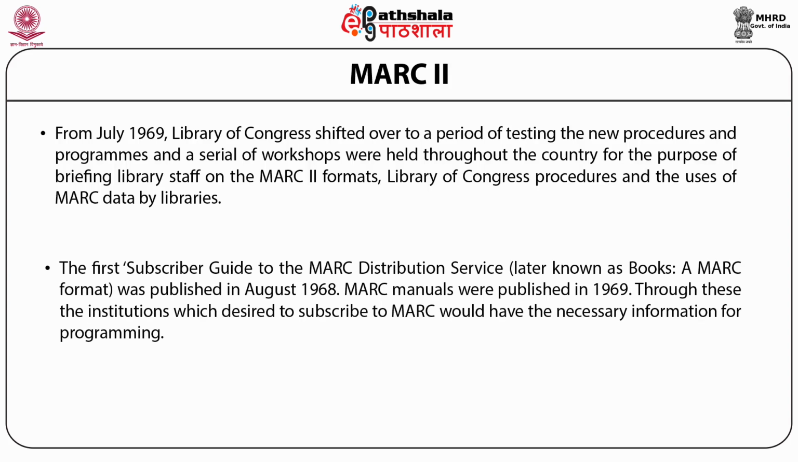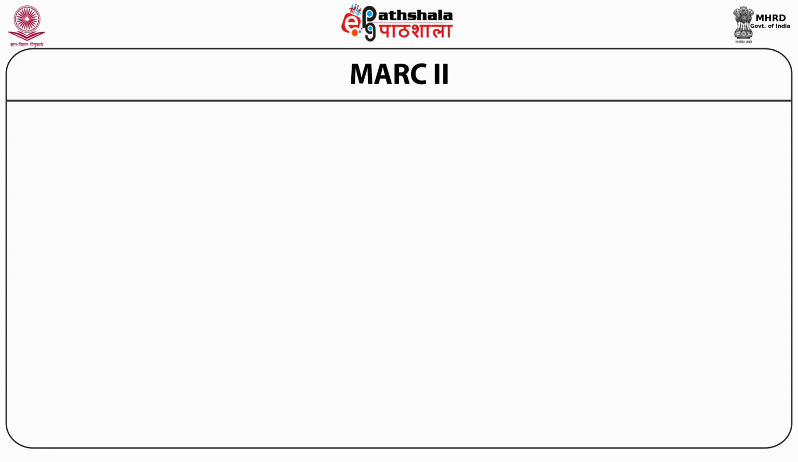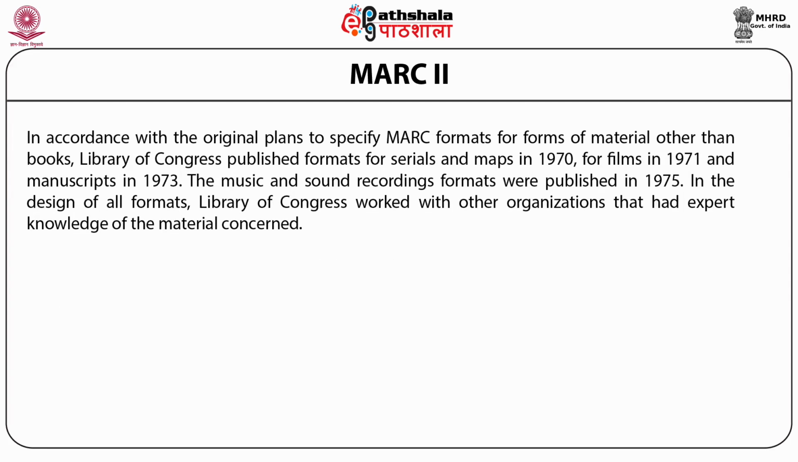The first subscribers' guide to the MARC distribution service, later known as Books: A MARC Format, was published in August 1968, so that libraries which desired to subscribe to MARC would have the necessary information for the program. In accordance with the original plans to specify MARC formats for forms of material other than books, the Library of Congress published formats for serials and maps in 1970, for films in 1971, and manuscripts in 1973. The music and sound recording formats were published in 1975.